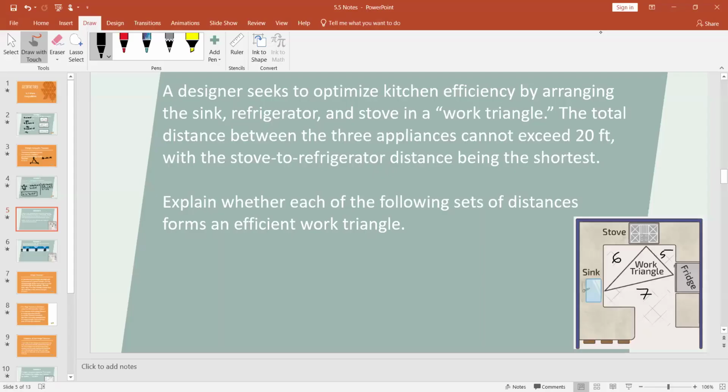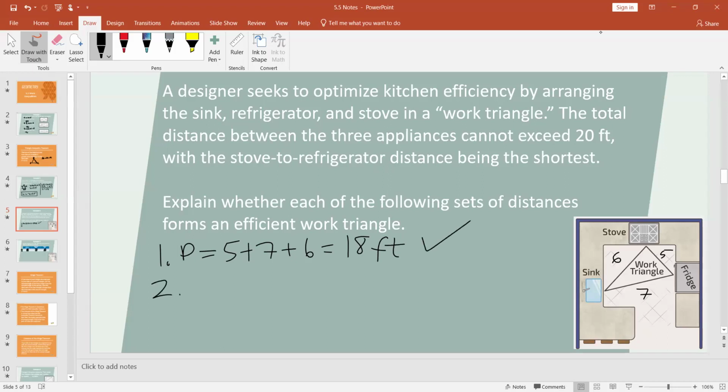So we have a couple of requirements. First, the distance between the three can't exceed 20 feet. So this is essentially the perimeter. So add all your sides up. 5 plus 7 plus 6 equals 18 feet. That is less than 20 feet, so that works.